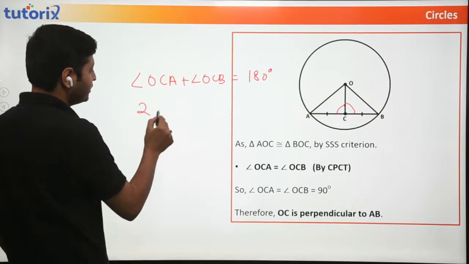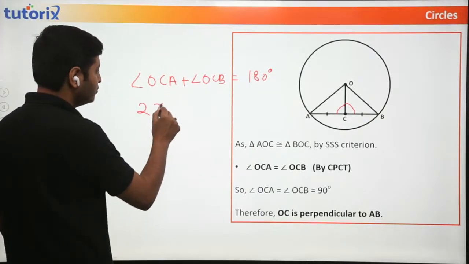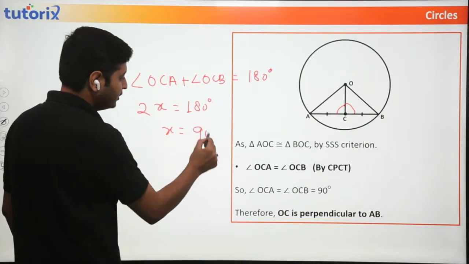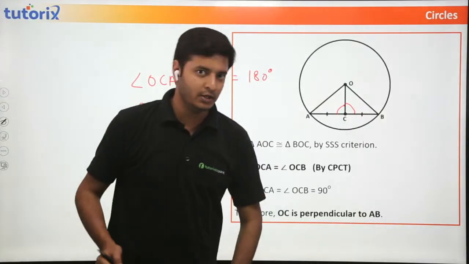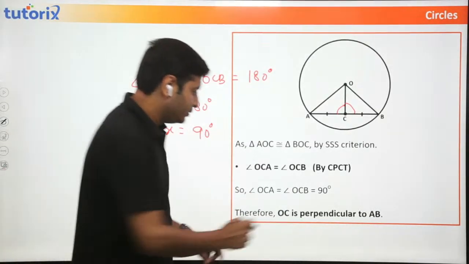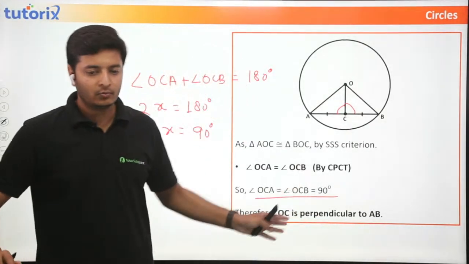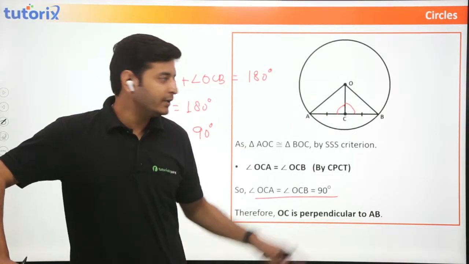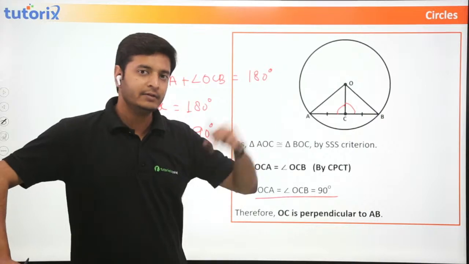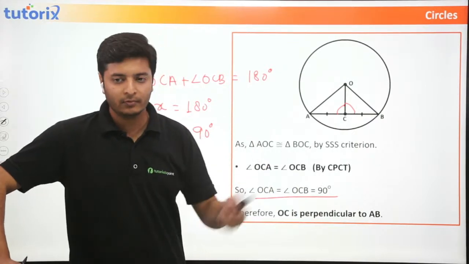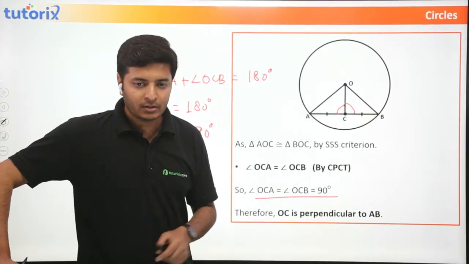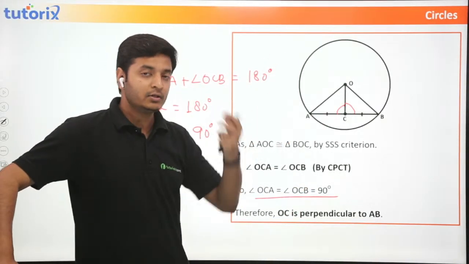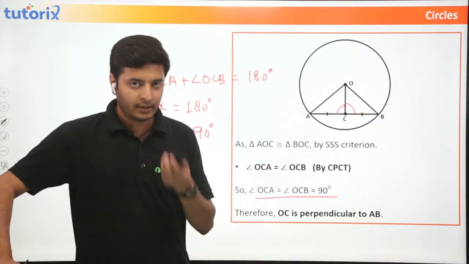They are equal, so suppose the value is x. So 2x is 180 degrees, x is 180 by 2, that is 90 degrees. So both of them have the same value, that is 90 degrees. So that's why they both are equal. And that is what we need to prove, that OC is perpendicular to AB. A line is perpendicular when that line makes a 90-degree angle with the other line. This is the proof. Again, to prove theorems related to circles, we are using properties of triangles.